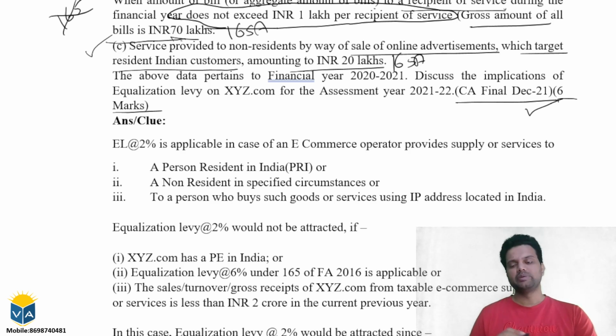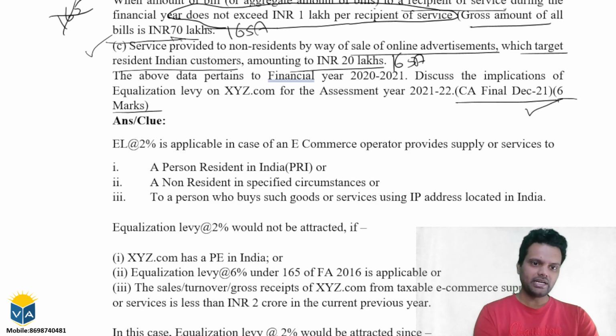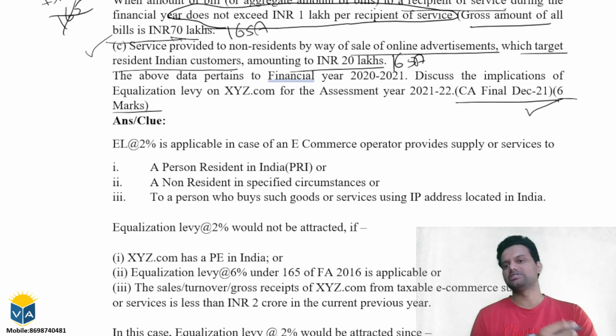Very good example. You may expect similar kind of questions in the examination. So here the only tricky point is point number B. If point number B is not there, this question is very simple, very basic one. They would not have asked it for 6 marks.